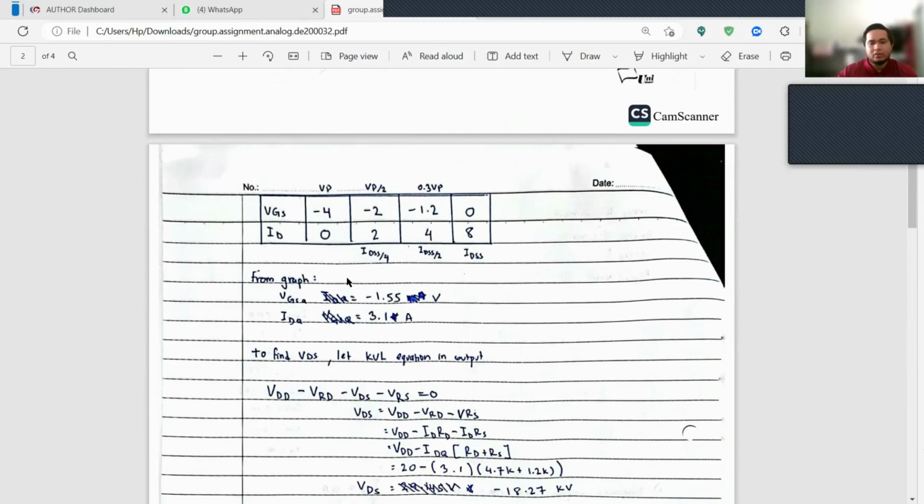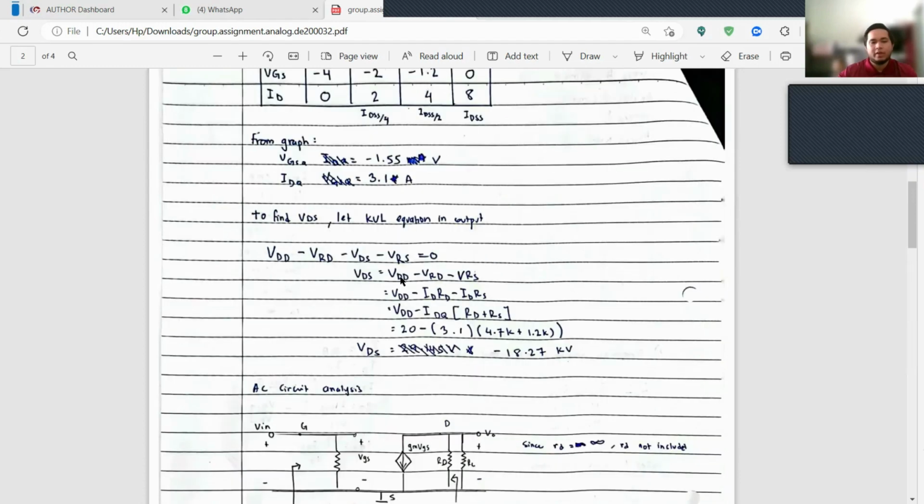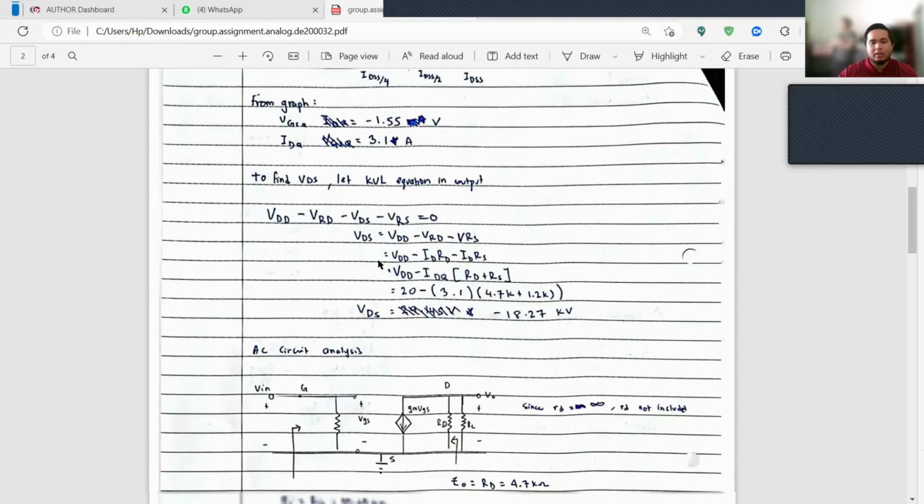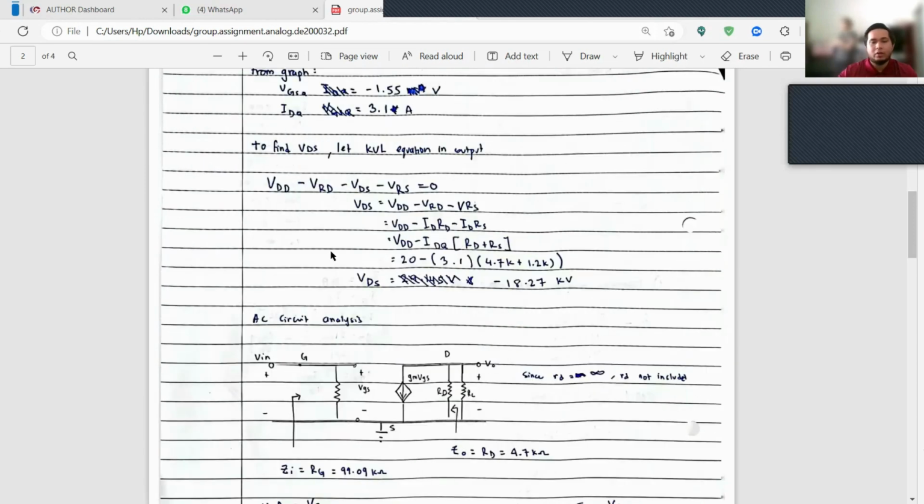To find VDS, let KVL equation in output. So VDD minus VRD minus VDS minus VRS equals 0. VDS equals VDD minus VRD minus VRS because we want to find VDS. So VDD equals IDQ times (RD plus RS). So we plug in all the values, and VDS we got negative 18.27 kilovolt.